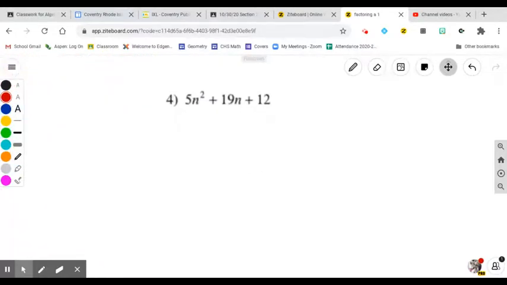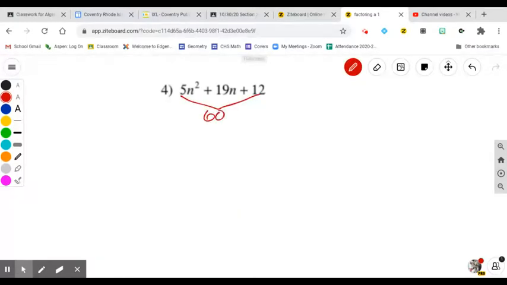Okay, so here's number 4, same idea. First, there's no GCF, so you're going to multiply the first and the last. 5 times 12 is 60. Now we want numbers that multiply to 60 and add to 19. If you look at your factor chart, it ends up being 15 and 4. 15 times 4 is 60. 15 plus 4 is 19.